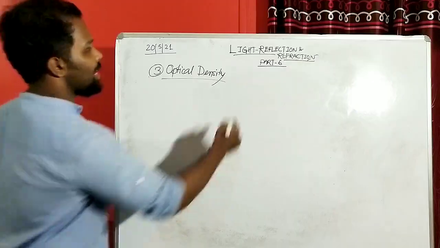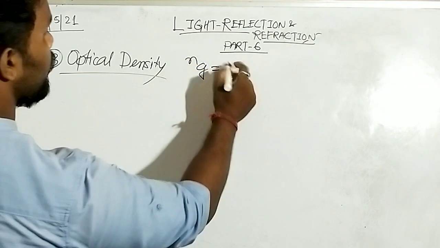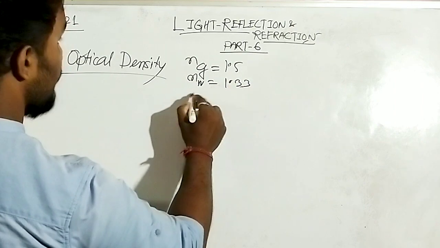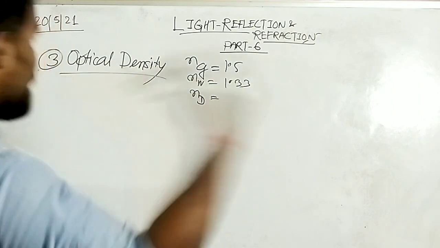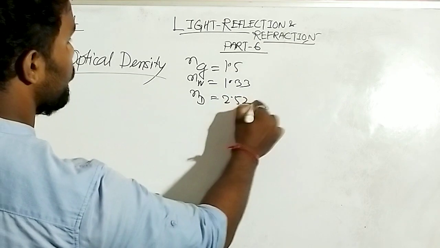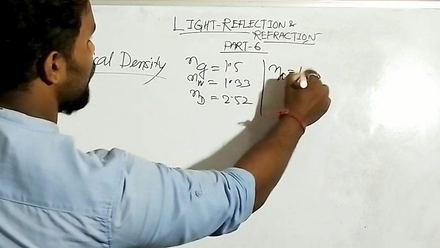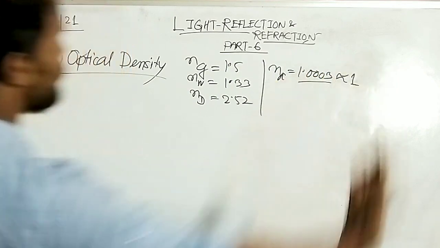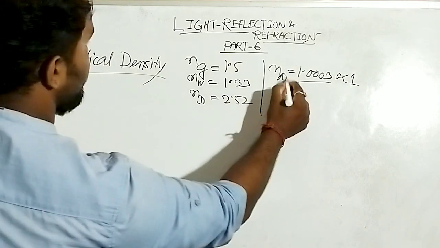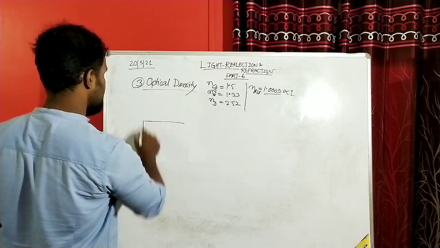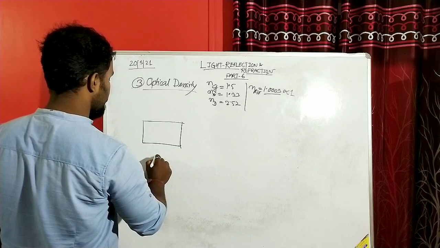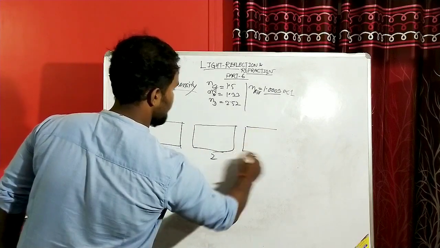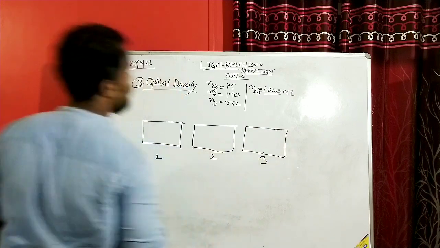For glass, n_g is almost 1.5. For water, it is almost 1.33, and for diamond, it is high, 2.52. And for air, it is 1.0003 maybe, so we almost consider it as 1. Okay, air. So now I will consider certain things. I will just explain very fast what optical density means.